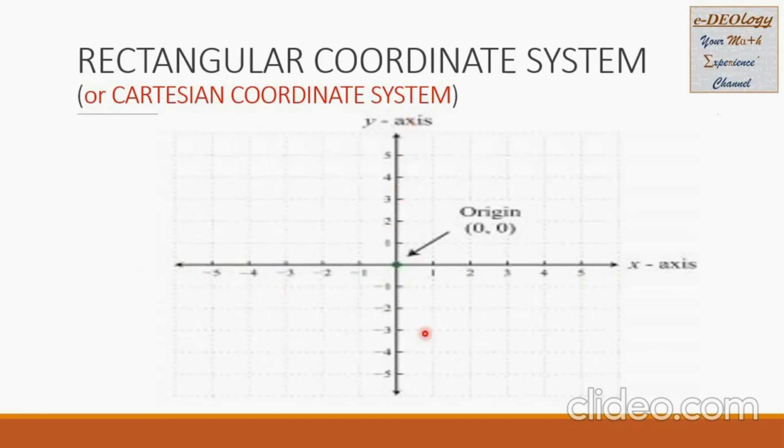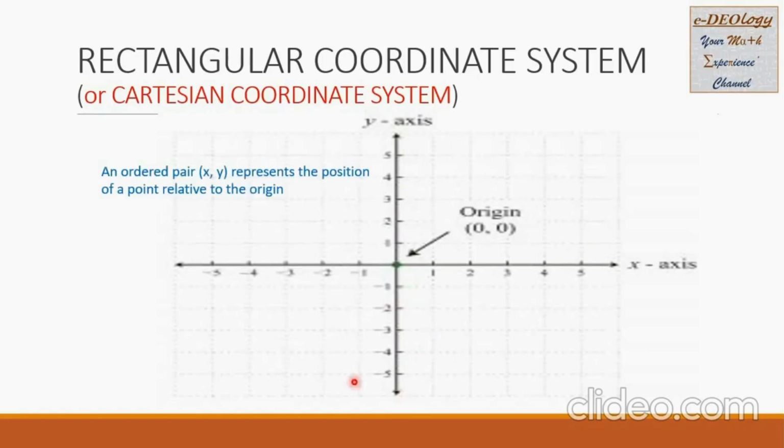Looking now at our y-axis, from the origin going upward, all numbers are positive. So you see, this is +1, 2, 3, 4, 5, so on and so forth. From the origin going downward of the y-axis, all numbers are negative: -1, -2, -3, -4, -5, so on and so forth.